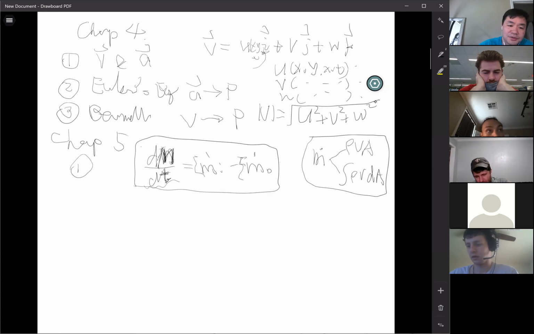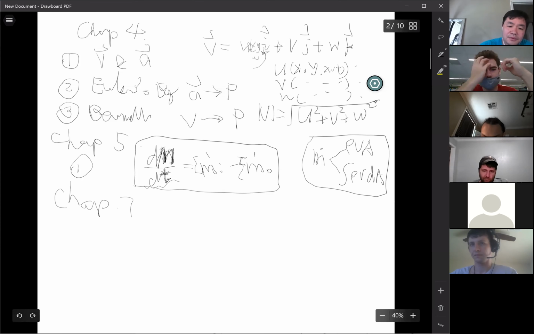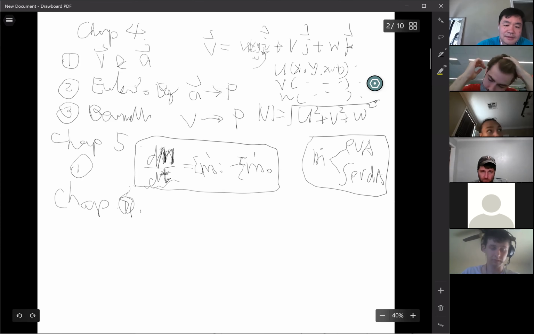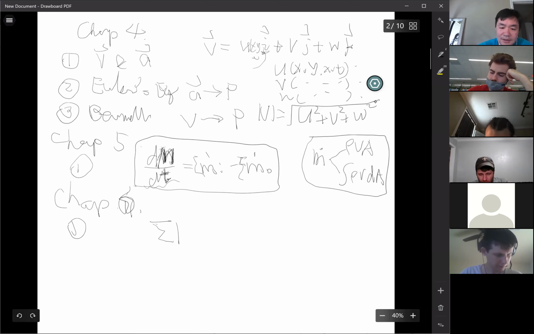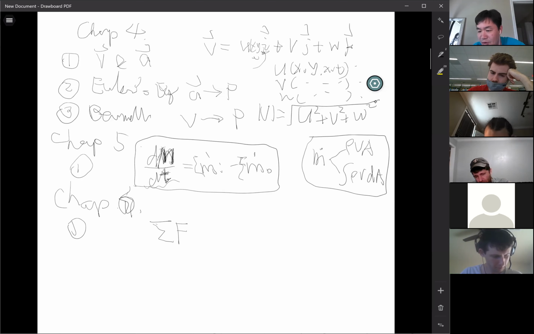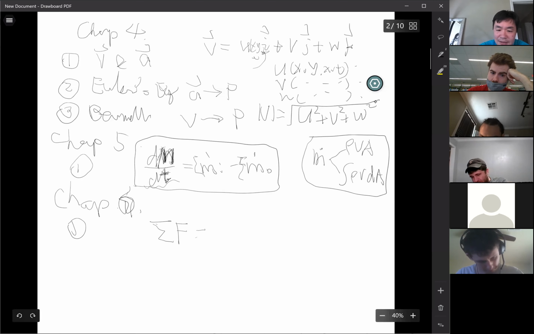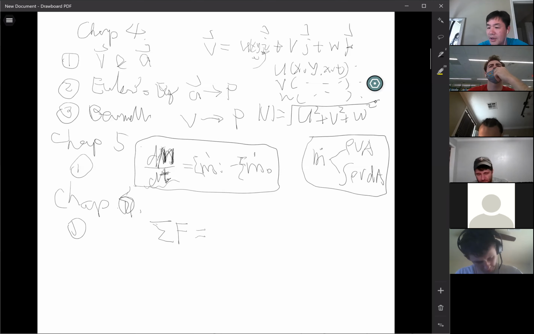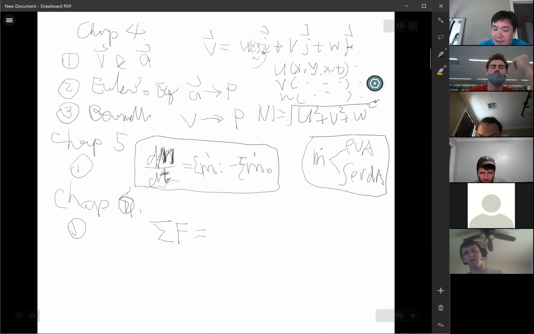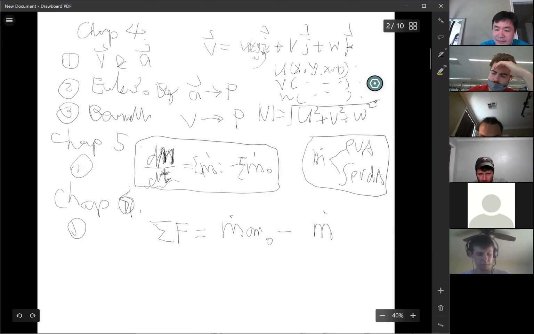Conceptually, that's only one equation. Chapter 6 also has only one equation, conservation of momentum. We only talk about the steady state conservation of momentum. I simplified and reduced a lot of content in chapter 6. The only equation I want you to memorize is the summation of force on your system in your control volume equals momentum out minus momentum in. You can put the summation there too.